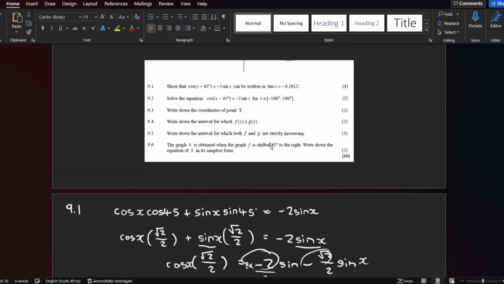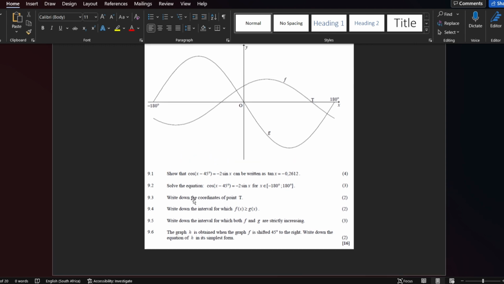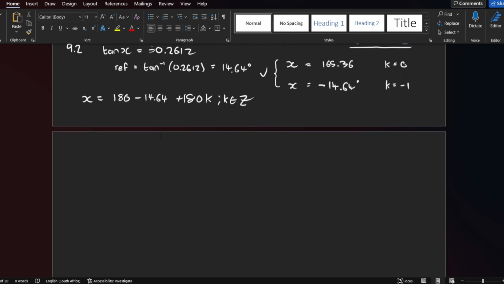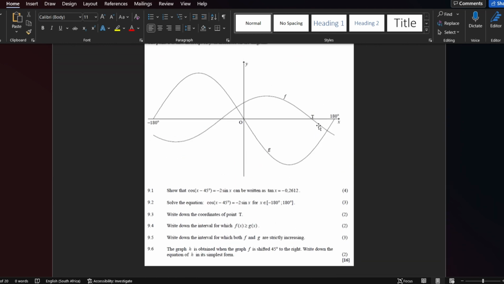Okay, let us move on to 9.3. 9.3 simply asks for the coordinates of point T. It tells us to write it down, so we don't even have to show a calculation. So the coordinates of point T, let us write it down here: an x value of 135 degrees and obviously a y value of 0, because we see that it's an x-intercept. But now you might be wondering, how did we get that value of 135? It's quite plain to see that y is 0, but how do we get 135?